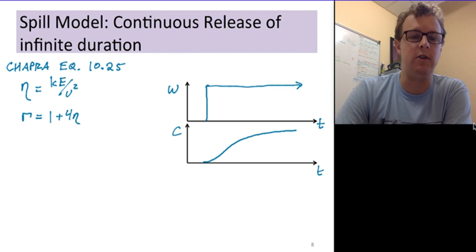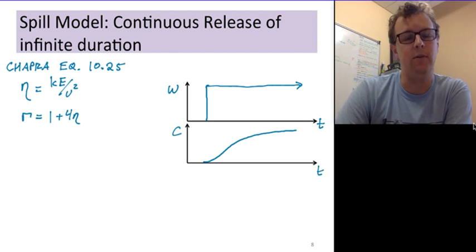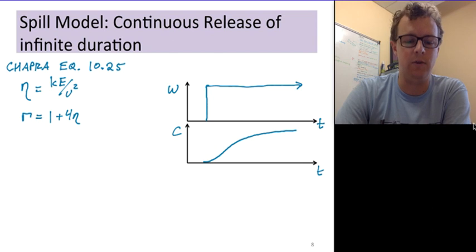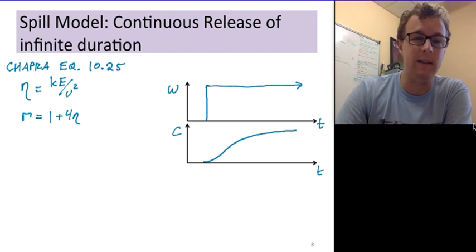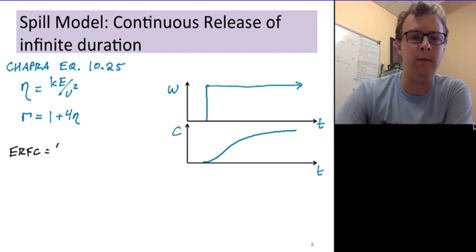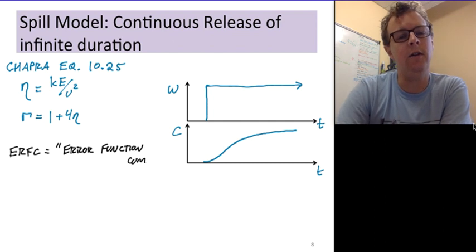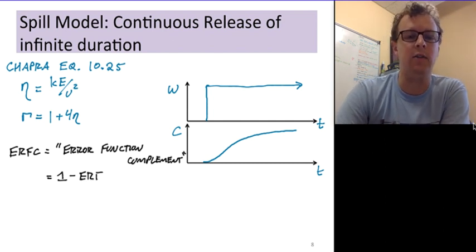Some of the notation that Chapra uses, and this is equation 10.25 in your textbook, the estuary number, which again is that first order reaction rate times the diffusion coefficient over velocity squared. And he defines sort of a lowercase r that is 1 plus 4 times the estuary number. The other thing that you might not have seen before in that solution is noted as erfc, and those are all written in lowercase, I believe, in your textbook. That's known as the error function complement.